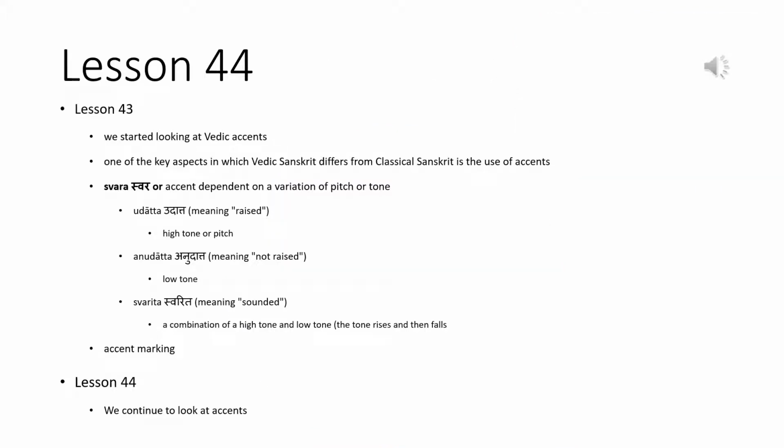In the last lesson, lesson 43, we started looking at Vedic accents. The ancient Sanskrit accent is described as being dependent on a variation of pitch or tone. We said that there were three tones: the Udatta, the Anudatta, and the Swarita. In this lesson, we will continue to look at accents.